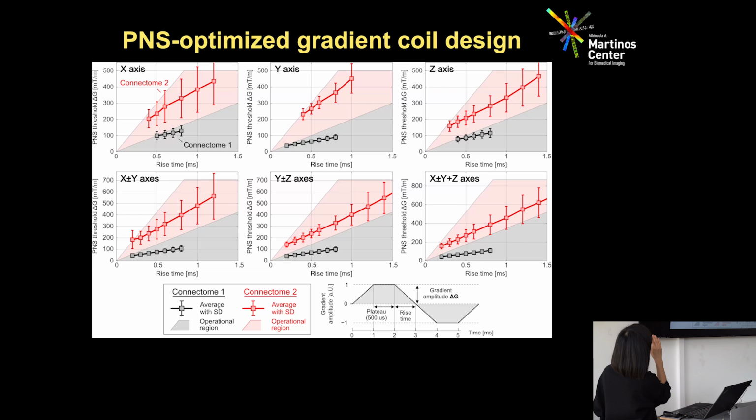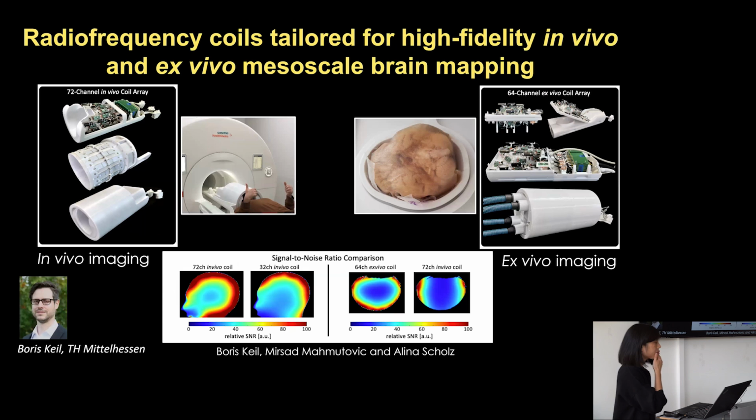You can see with the Connectome 2 gradient that the thresholds are now higher as compared to the Connectome 1 across all different axes. And they basically fall at the upper limits of what the gradients are capable of performing. We have the gradient strength here on the y-axis and the rise times here on the x-axis, demonstrating that we can indeed go up to close to 500 millitesla per meter, depending on the slew rate, and it goes along these different axes. And I'll talk a little bit about our initial experience with this in a little bit.